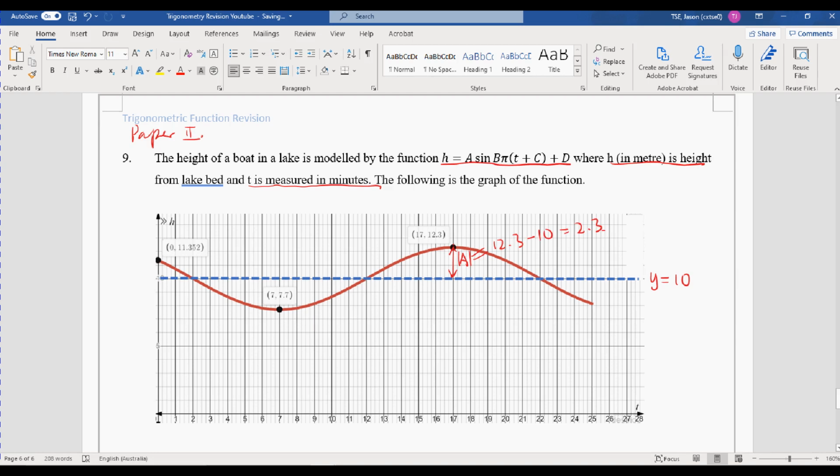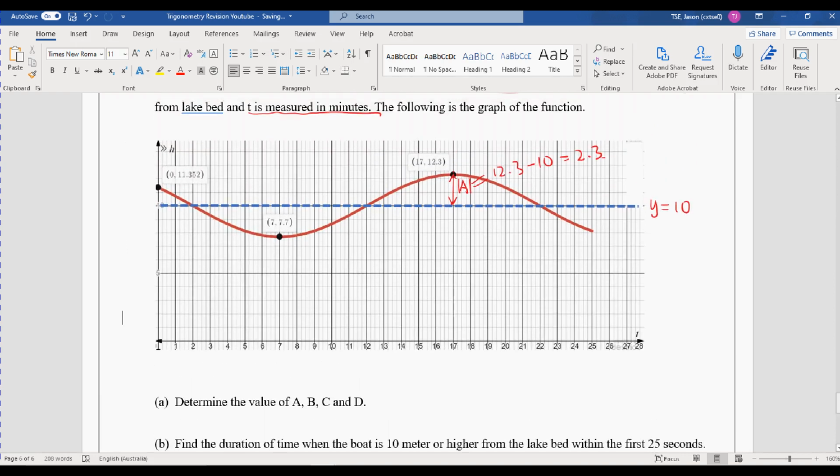And how can we find the period? Obviously, it is from this point to this point. This is the period. We see this is from t equals 2 to t equals 22. So the period is 22 minus 2, which equals 20 minutes.